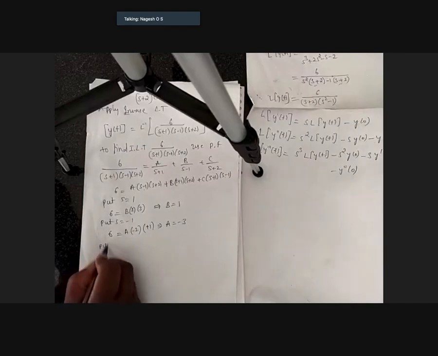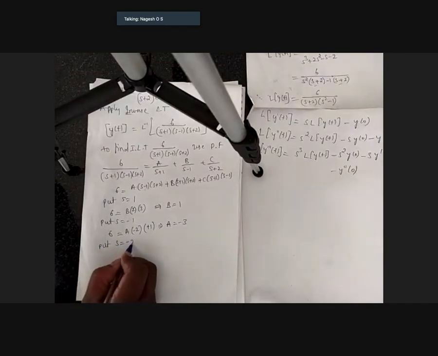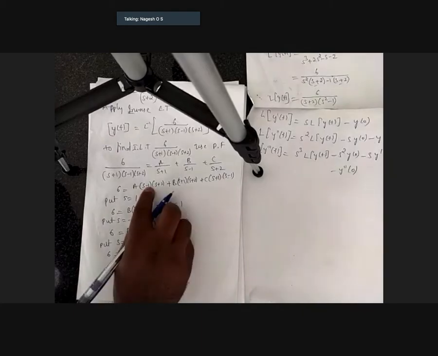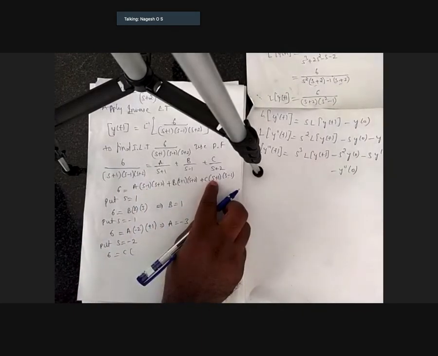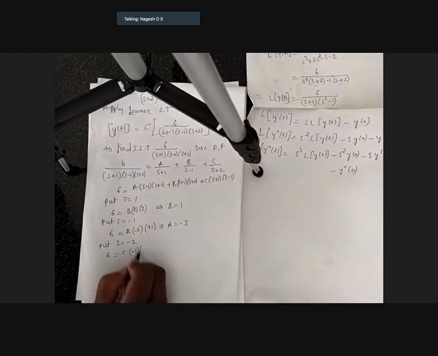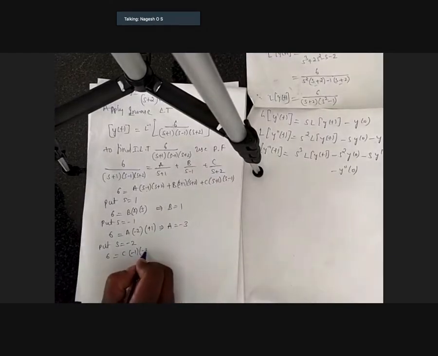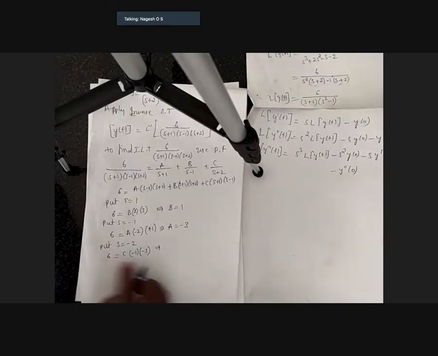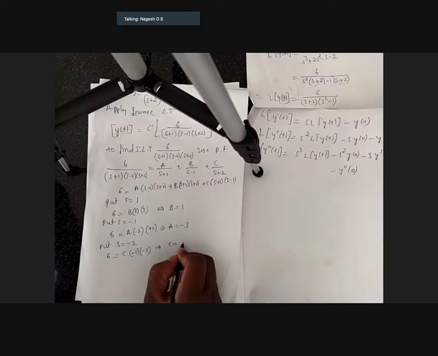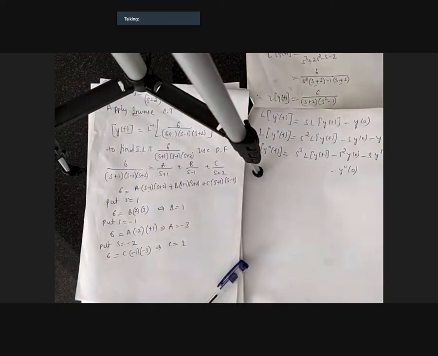Next, put s equal to minus 2. This will be 0, this will be 0, only c will be left. Minus 2 minus 1 is minus 3, minus 2 plus 1 is minus 1. So 3c is equal to 6, c equal to 2. So you should get 1, 2, minus 3 as the values.